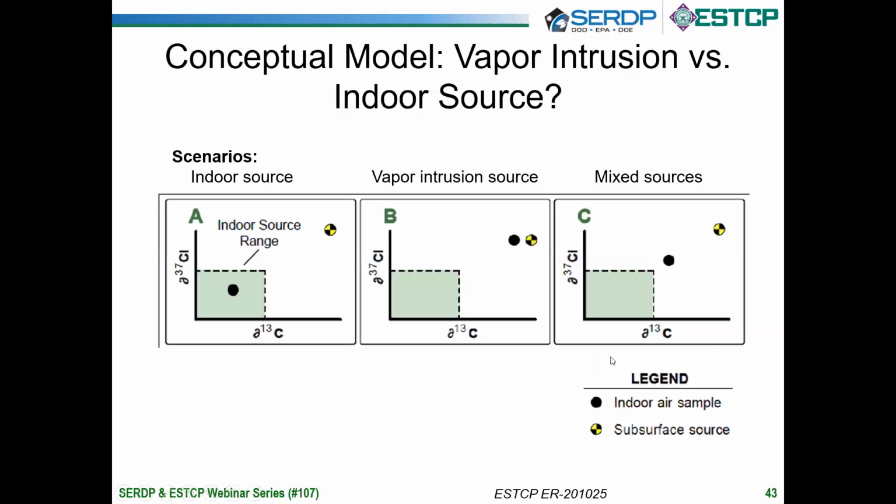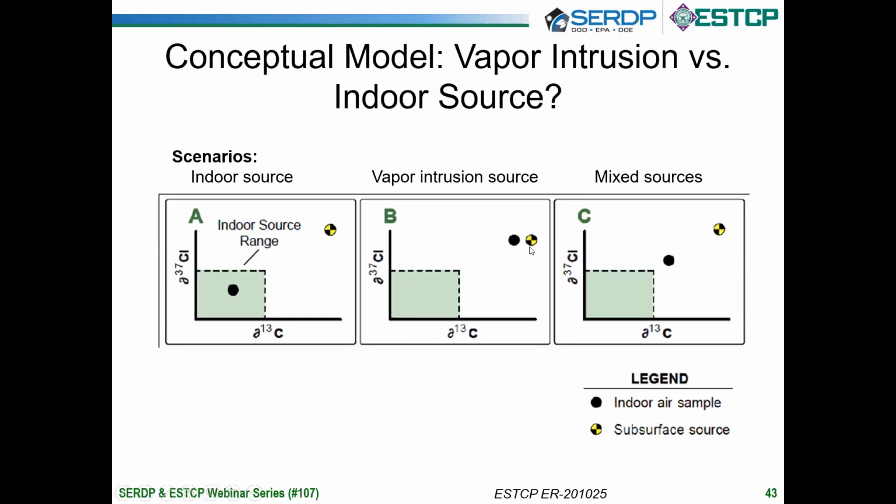So what are the possibilities then? So here's our indoor source. This is a sample from our indoor air. And this is a sample from the subsurface. So essentially, if we take a sample in the indoor air, we're right within that range. And our subsurface source taken from the groundwater is well out of that range, not only out of that range, but in a trajectory that we'd expect from fractionation. Then this is pretty good evidence that in fact that vapor intrusion is not vapor intrusion at all, but it's from an indoor source.